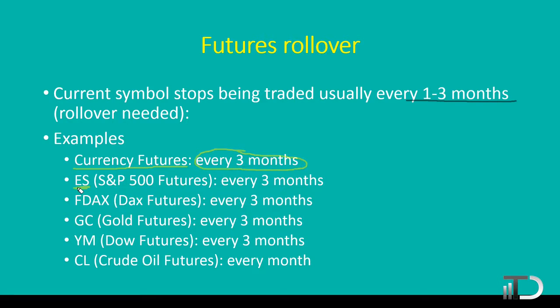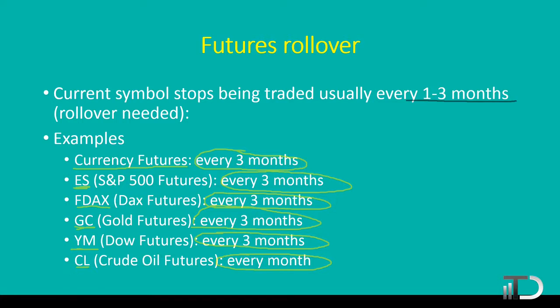For the ES, which is futures for the S&P 500, it's also every 3 months. For FDAX, which is DAX futures, again, expiration every 3 months. Gold futures, also every 3 months. Dow futures, that's also every 3 months. CL, that's crude oil futures, expiration every month. So for crude oil, you need to do the rollover every month.